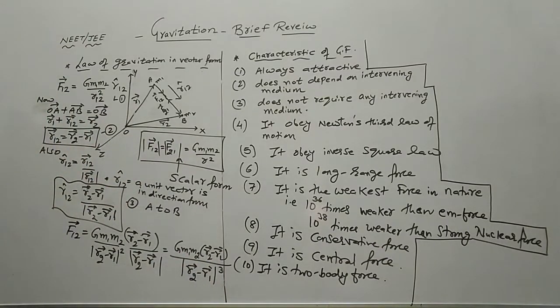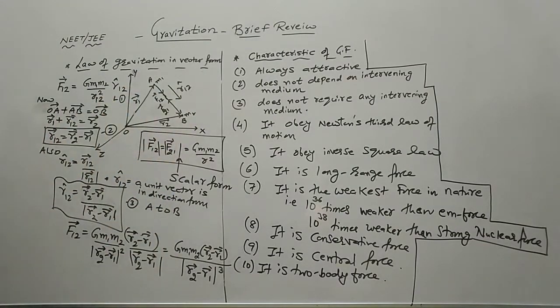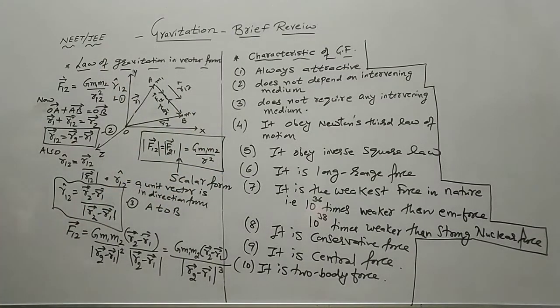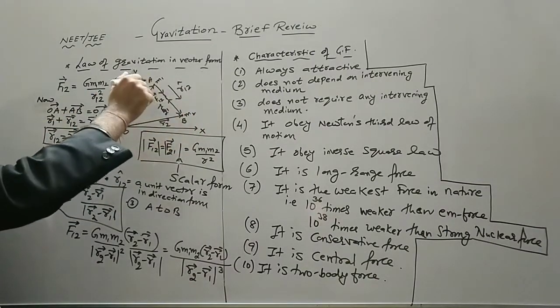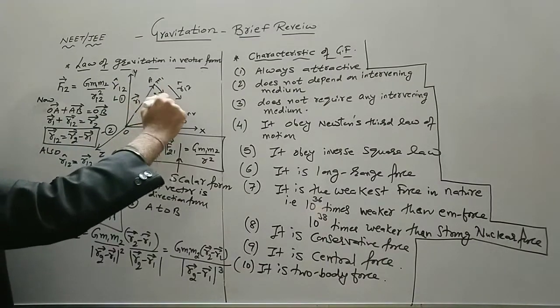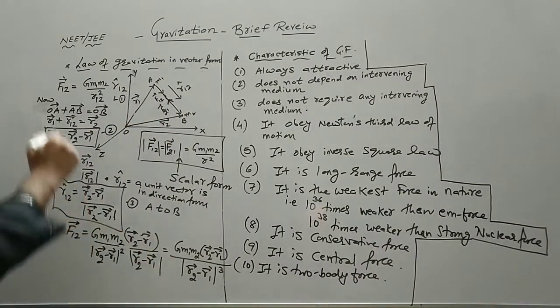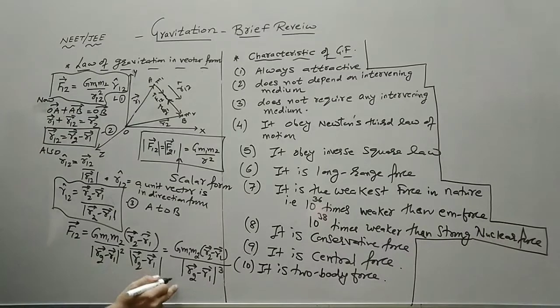So this is the force acting on M1 due to M2. It means M2 will attract M1 towards it. So now M1 will also attract M2 towards it. So that is denoted by F21. So similarly, from this equation, which is written in unit vector form, this is in vector form. So this is called the law of gravitation in the vector form.